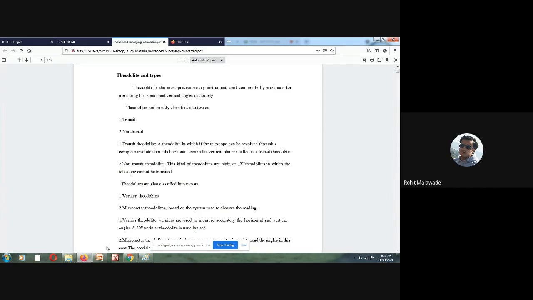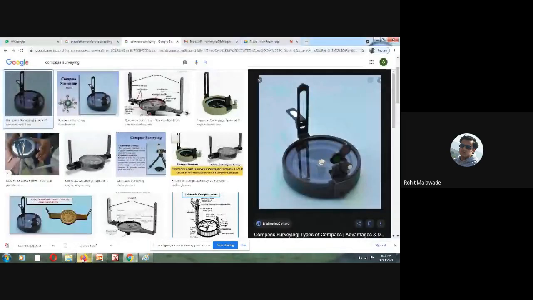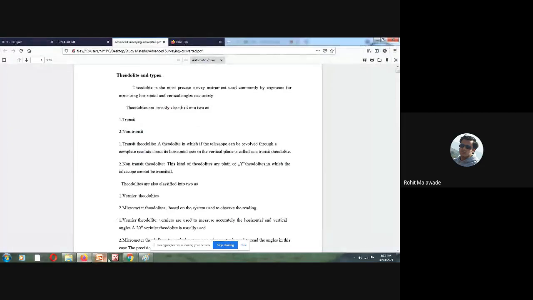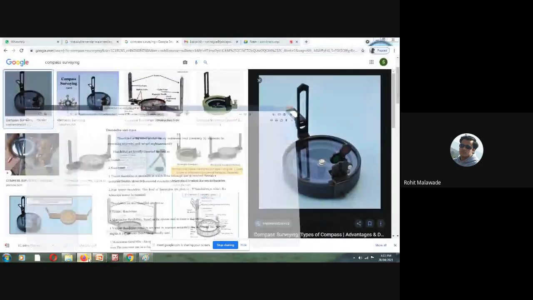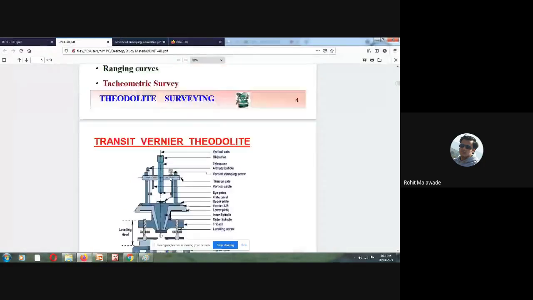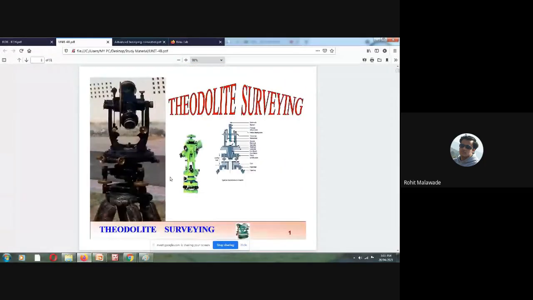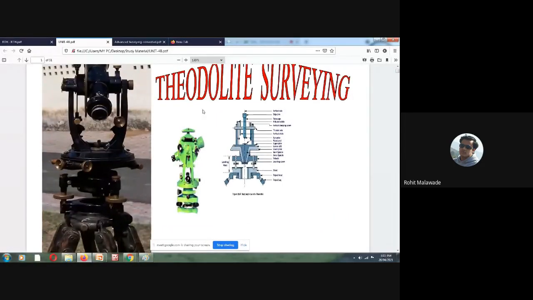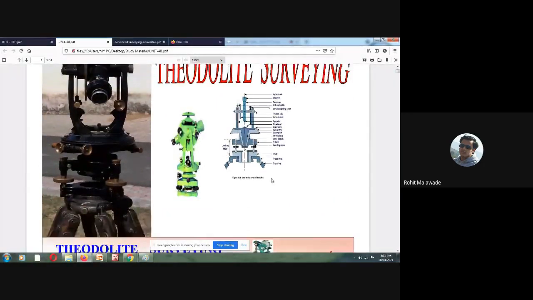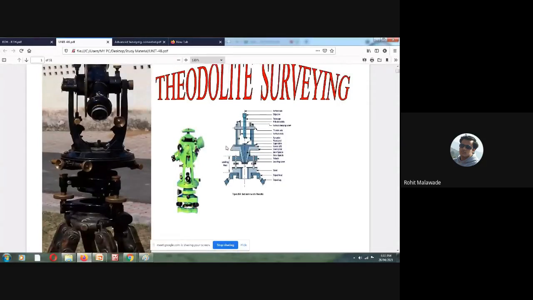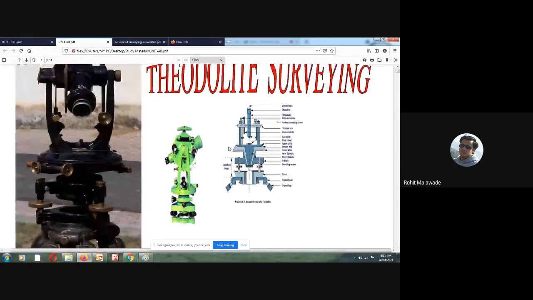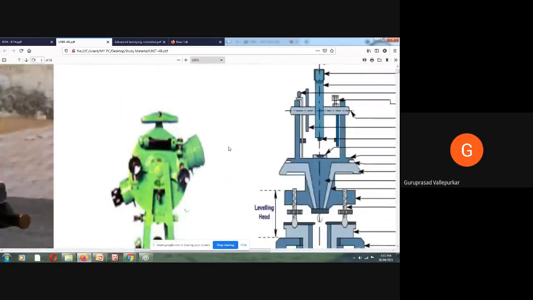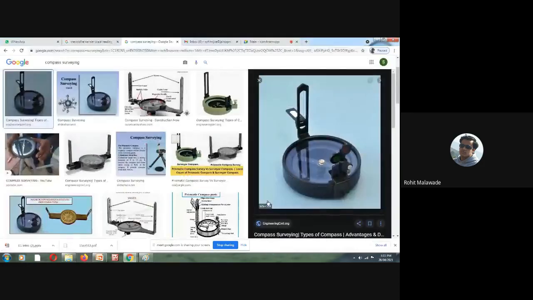For that, I need to show you some of the important parts in this particular theodolite. Now we will see what the theodolite exactly is. I hope you are able to see this. Is the diagram clear? Yes, sir. Just a minute, I'll focus.